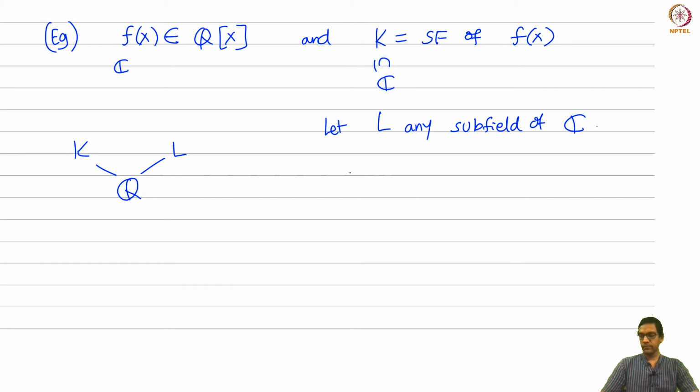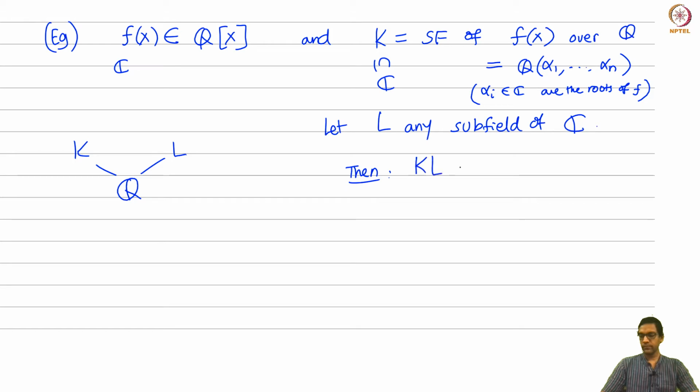Okay, so now let L be just any subfield. Then the composite. So what does it mean to say K is the splitting field of F(x)? It just means that this is obtained from Q by adjoining the roots of F. So alpha i in the complex numbers are the roots of this polynomial F. You adjoin them to Q, you get this subfield K.